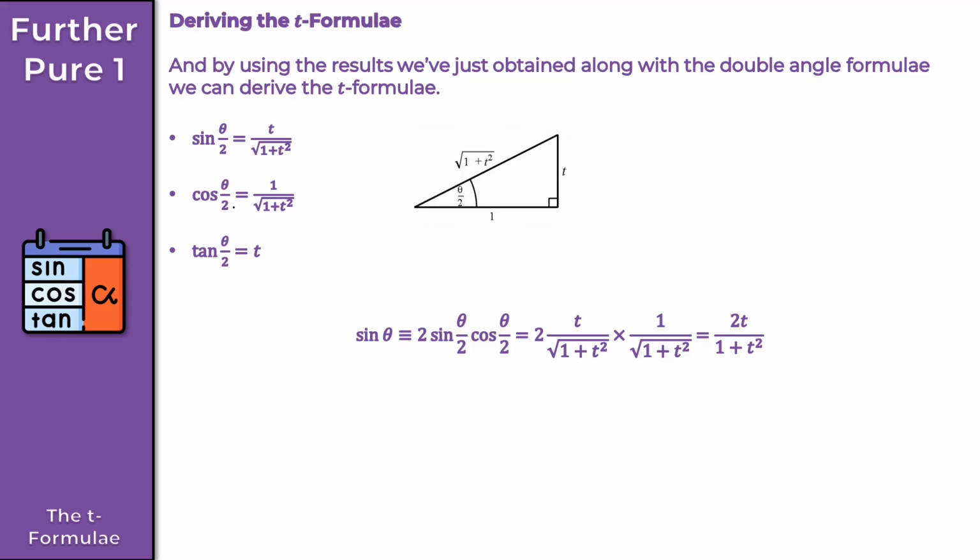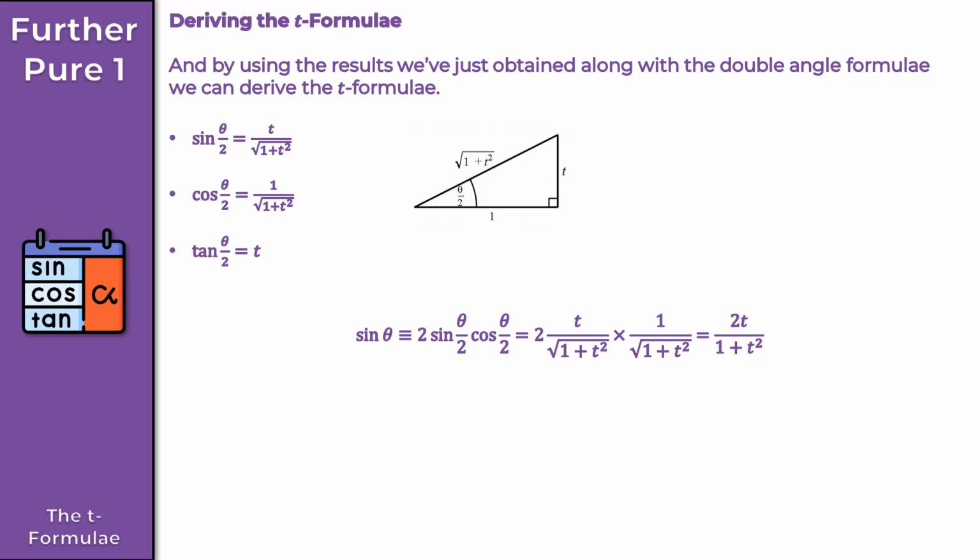Well, we know that sine of theta over 2 is equal to t all over the square root of 1 plus t squared. And we also know that cos of theta over 2 is equal to this here. So we get 1 over the square root of 1 plus t squared. Once we simplify this multiplication, we obtain the following. So I get 2t all over 1 plus t squared, exactly as we require.